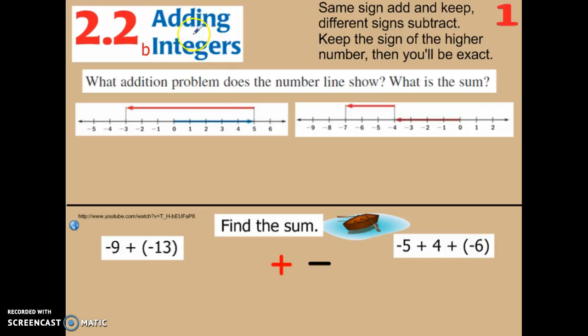Today we are continuing to add integers. This is 2.2b. It says, what addition problem does the number line show? Again, we're adding, finding the sum.